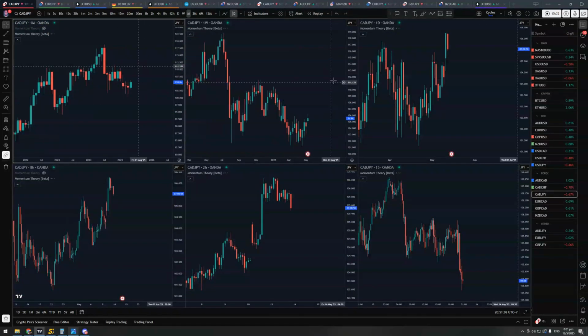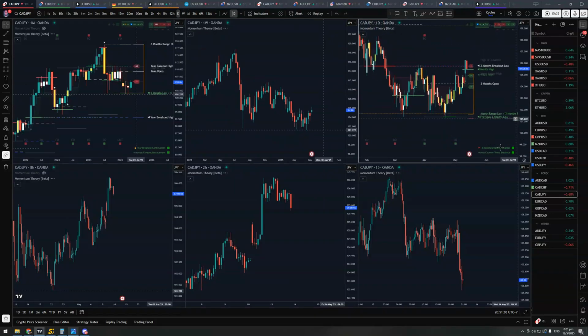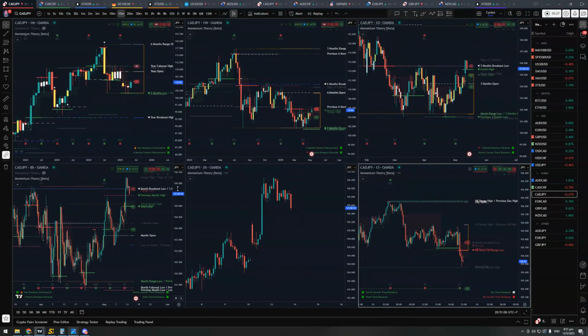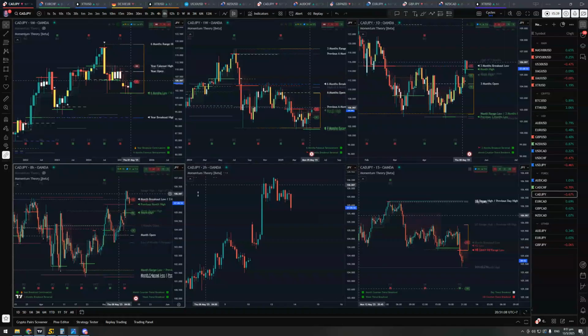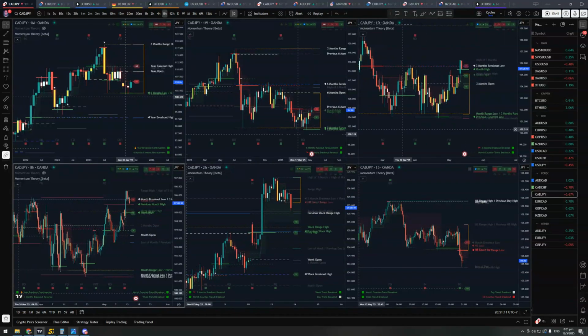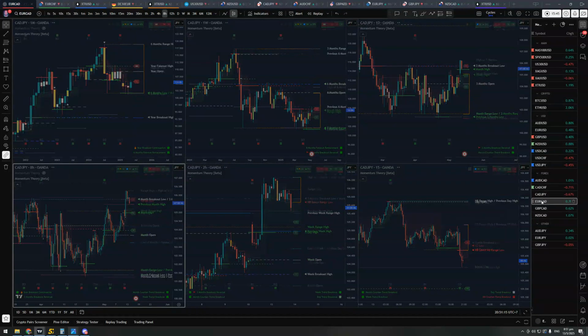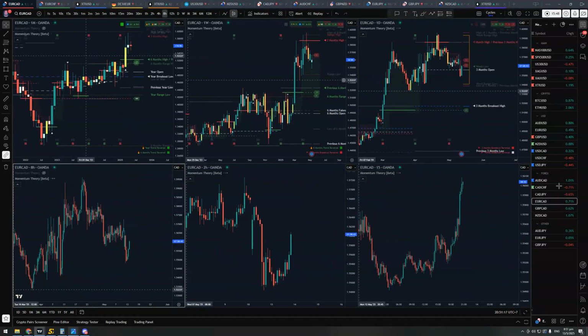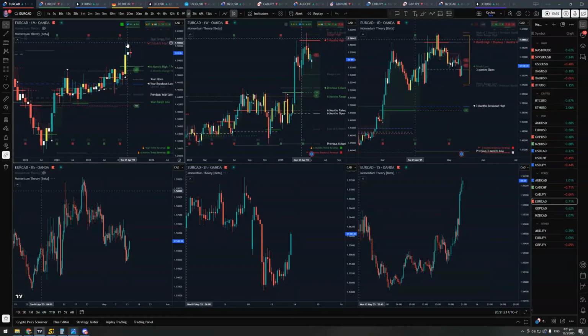Going to shortlist that one. CAD-J was shortlisted in Asia. Didn't give me a setup, and right now there's nothing here. So nothing on CAD Yen. Euro CAD, I have on the monthly. Don't like how we faked out the 3 months high.